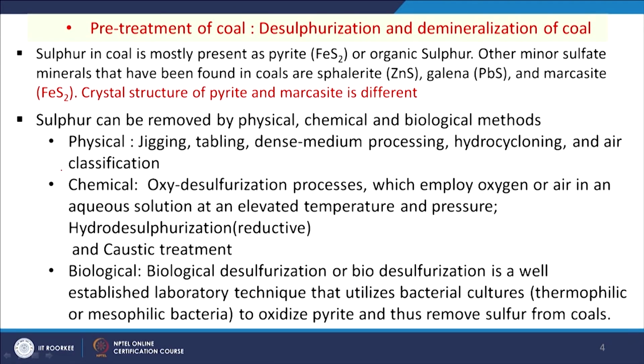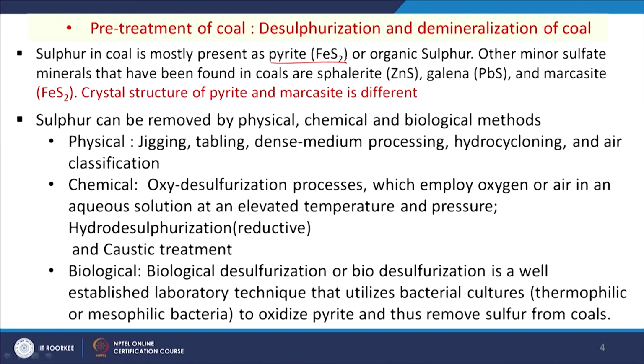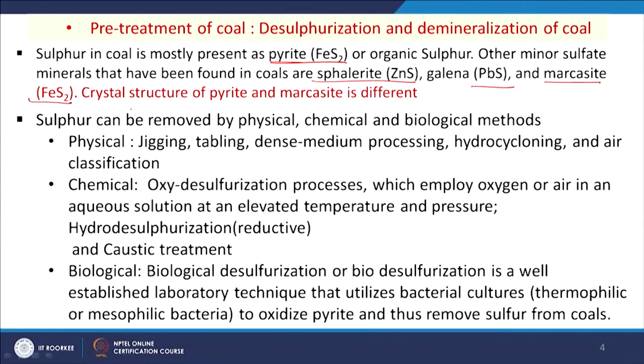If we consider sulphur, then sulphur is present in coal in inorganic and organic forms. In the inorganic form basically it is pyrite, FeS2, and some others are also there, that is ZnS, PbS and FeS2. This is marcasite and another is pyrite. So, pyrite and marcasite, these two minerals have the same formula, but they are different in their crystal structure. So, these are the sources of sulphur. We can remove this sulphur from the sources by different methods.